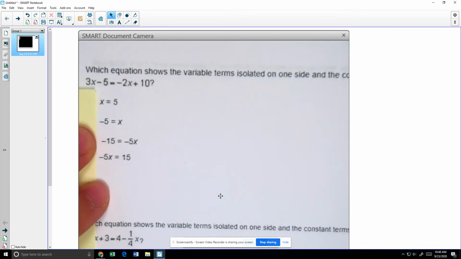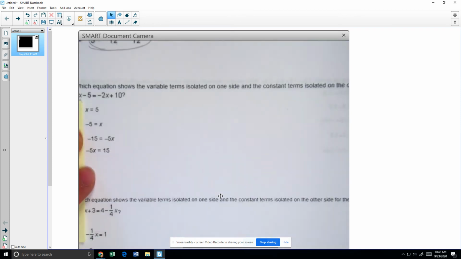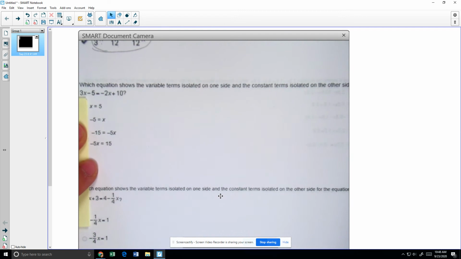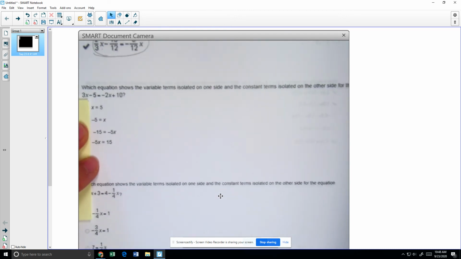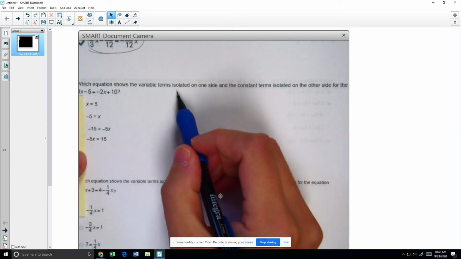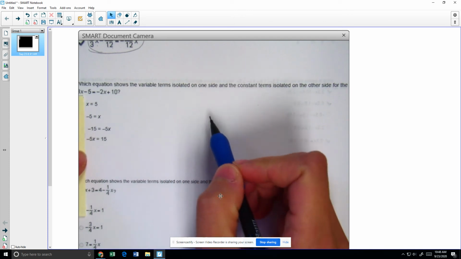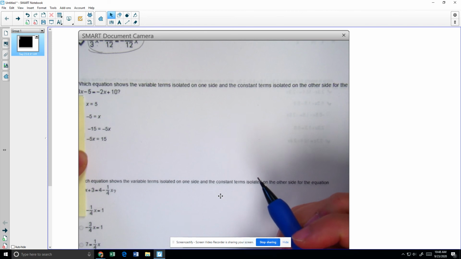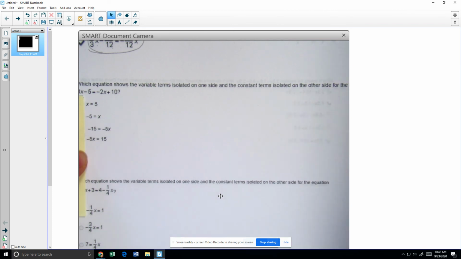Okay, let's do this one. 4 more to go. So this one says, which equation shows the variable terms isolated? Isolated means by itself on one side, and the constant terms isolated on the other side of the equation.